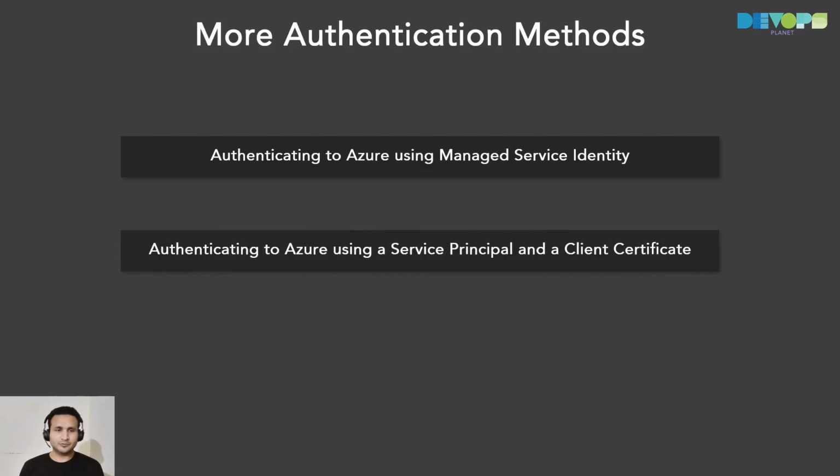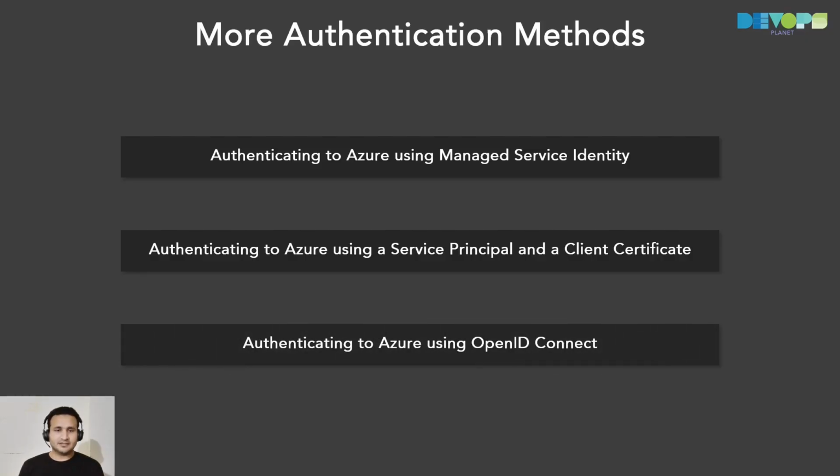Another way to do it is authenticating Azure using a service principal and a client certificate. The last mechanism which we saw using the service principal was with client secret key, not with the certificate. But you can use either the client secret or client certificate to authenticate Azure from Terraform. And there is another way to authenticate Azure, using OpenID Connect. I'm not going to explain each mechanism over here because these are special cases where we use these mechanisms to authenticate Azure.